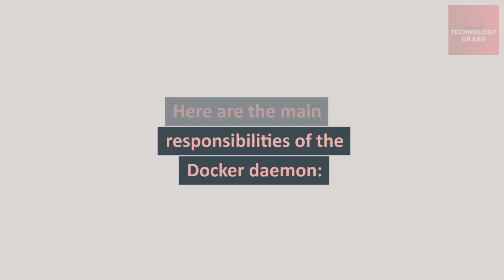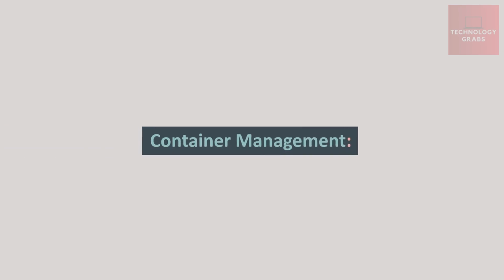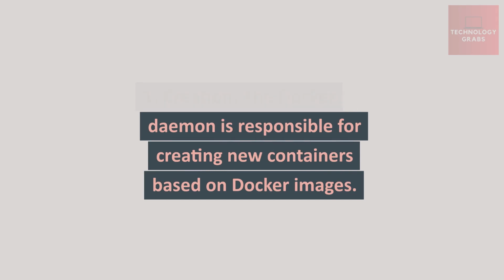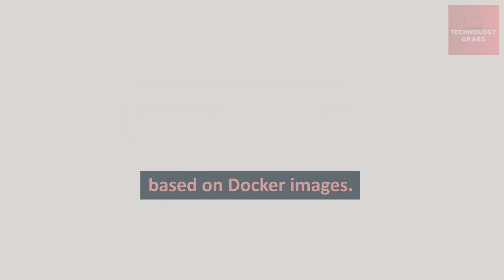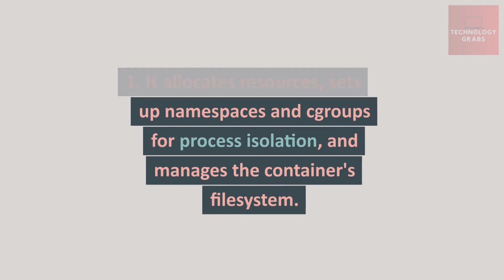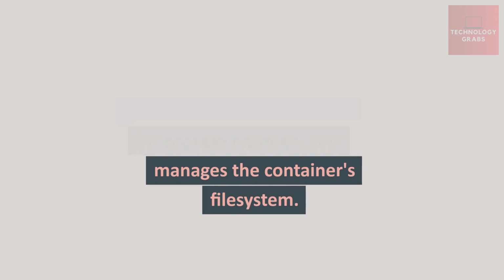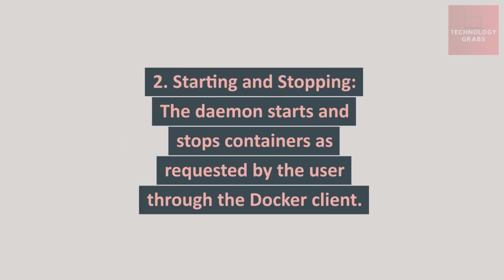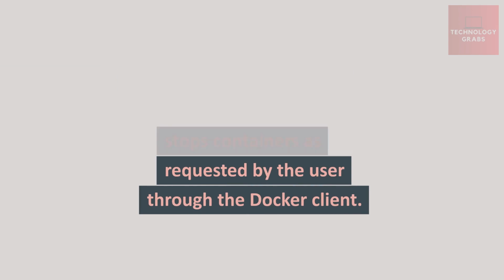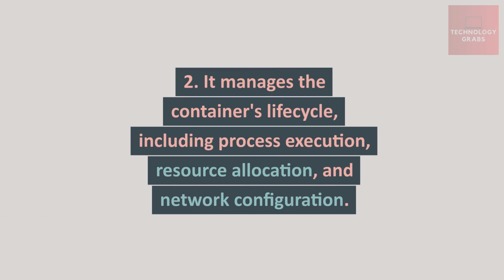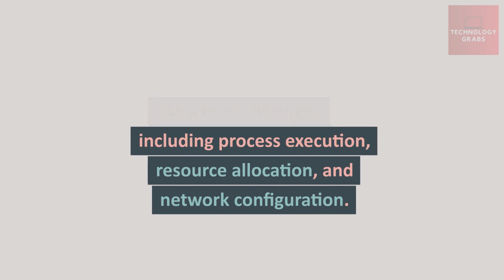Here are the main responsibilities of the Docker daemon. Container management. 1. Creation. The Docker daemon is responsible for creating new containers based on Docker images. It allocates resources, sets up namespaces and C groups for process isolation, and manages the container's file system. 2. Starting and stopping. The daemon starts and stops containers as requested by the user through the Docker client. It manages the container's life cycle, including process execution, resource allocation, and network configuration.